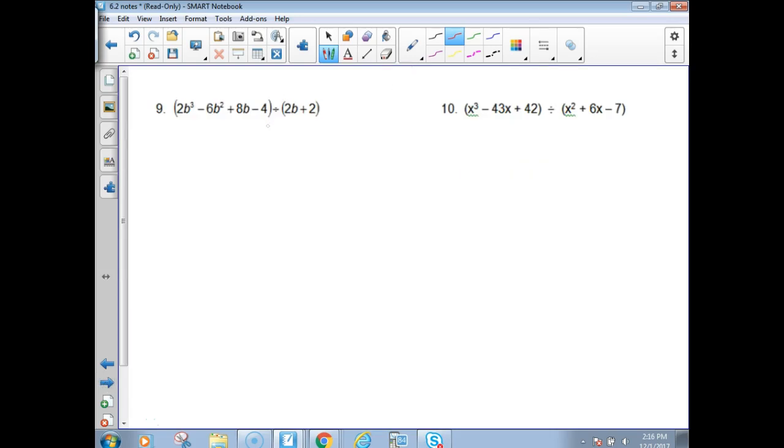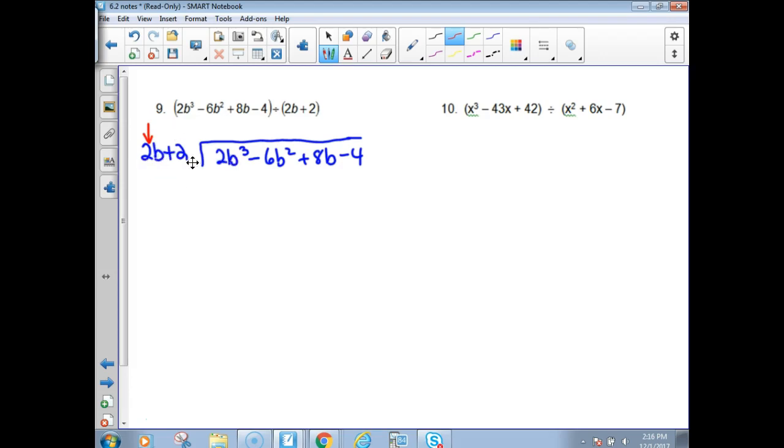All right, now we have one that is a little more complicated in that we're dividing by something that is 2b plus 2. We're dividing that into 2b cubed minus 6b squared plus 8b minus 4. All right, so what are we going to divide into the first term? It's going to be the 2b.